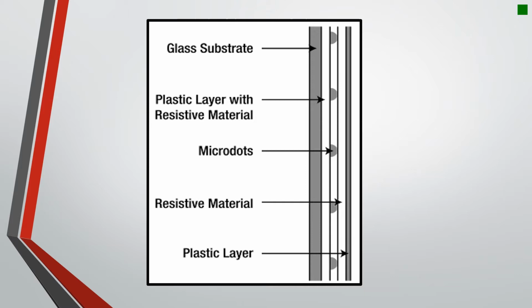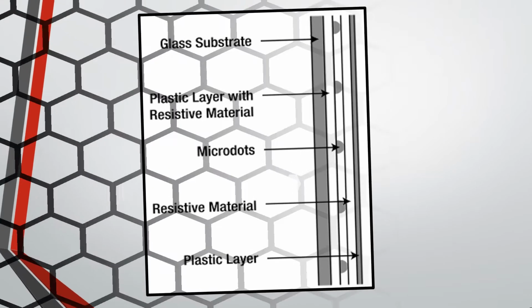On top of these microdots, you have the other layer, which is in this example the resistive material. However, it could also be the conductive material. Then, as the icing on the cake, you have the plastic layer. This is where all the bending occurs. It's the uppermost layer of the entire touchscreen. It's also known as the cover sheet for this reason. We'll be looking into the cover sheet later in this presentation.